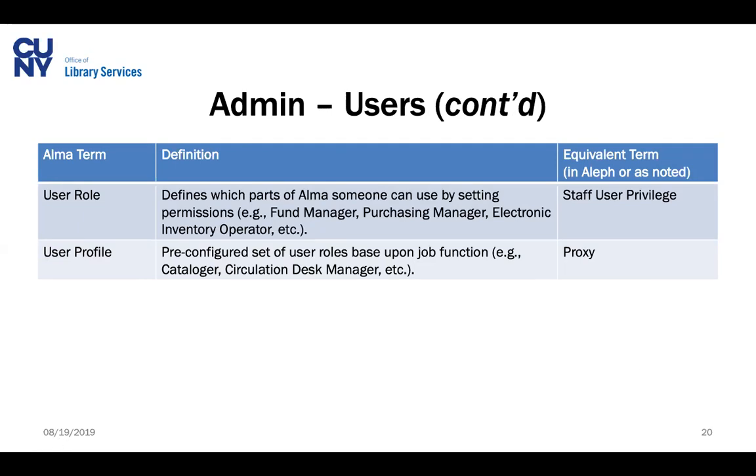The user role defines what parts of Alma someone can use by permission, such as electronic inventory operator or a circulation desk operator. And a user profile is a collection or set of these individual roles. So you might have a cataloger role, or a circulation desk manager role. A cataloger role might involve being able to do things at the circulation desk to check materials in and out, as well as all the other things that a person in that profile would normally do.